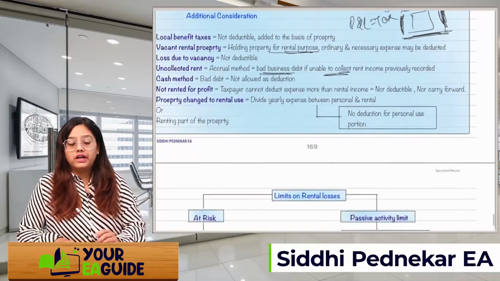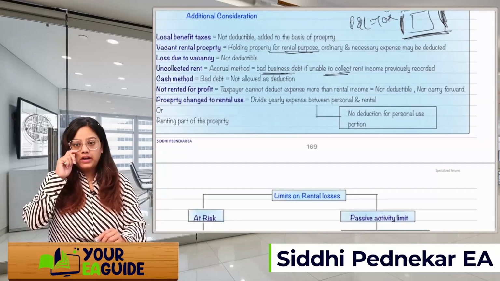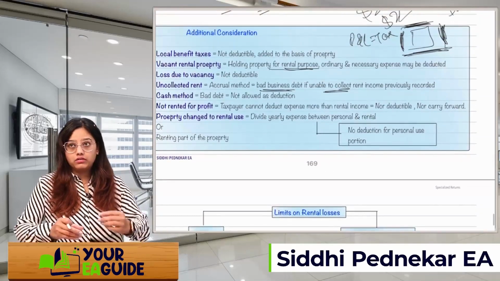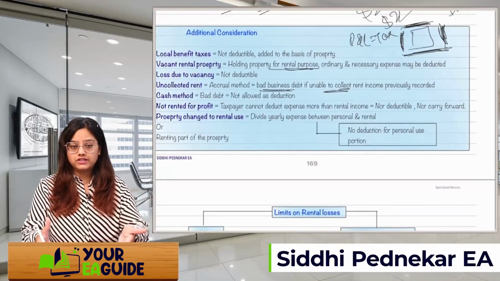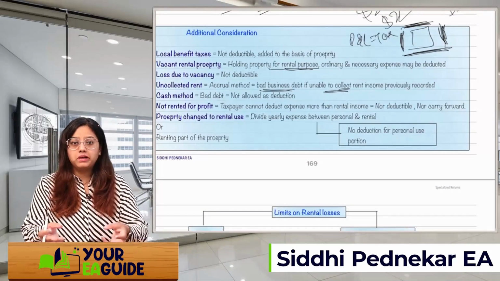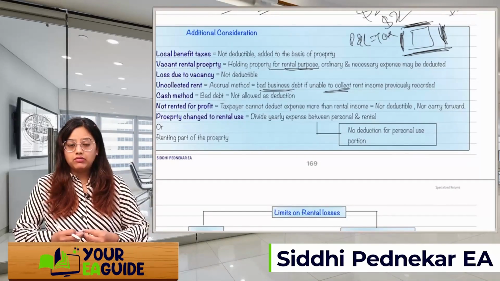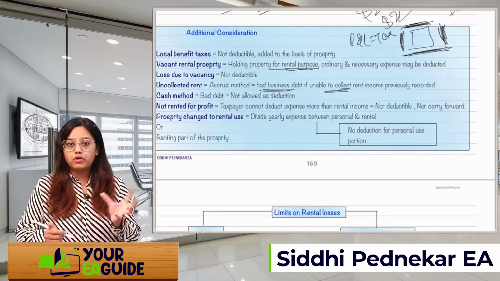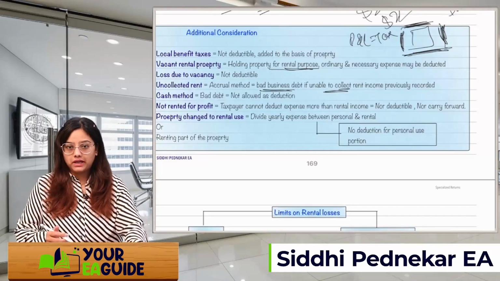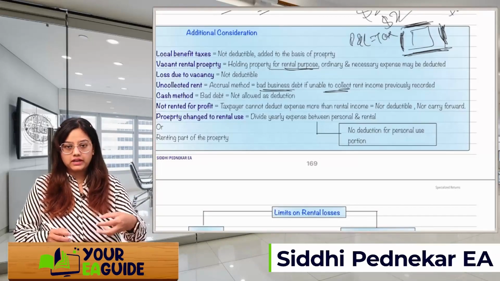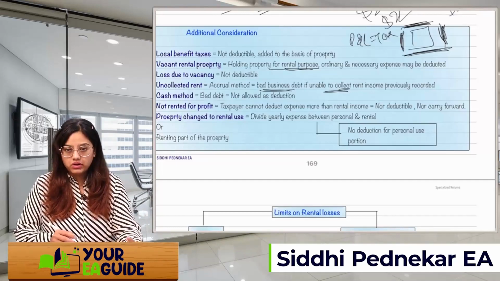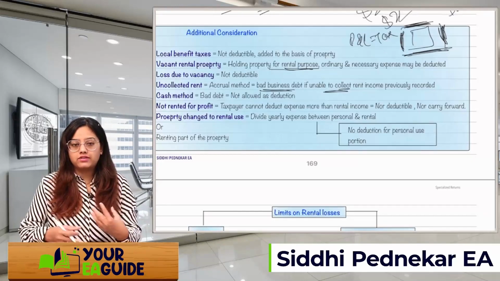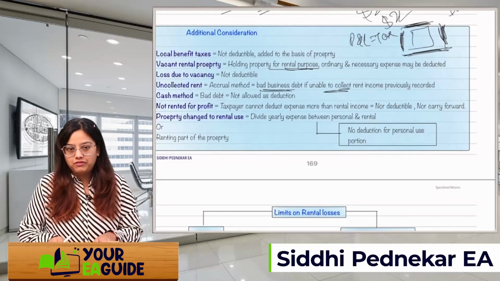Okay. Not rented for profit. The taxpayer cannot deduct expenses more than the rental income. If you're renting and not collecting the rent, or collecting only minimal rent, then whatever your expenses are, they will be allowed only up to your income. So not for profit, I can say. If you have rented your property, whatever income you have collected, it can be any amount, it can be a very minimal amount, up to that amount only the expenses will be deducted. Whatever is your excess expense will also not be carried forward.